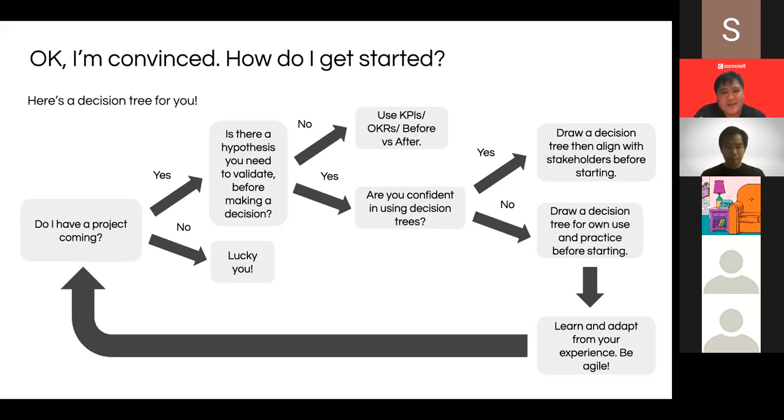Do this, use it to make a decision, use it to articulate how you're making decisions, and learn from your experience and adapt, right? Ultimately, I don't have the final word on how to do this. It's something you can be agile about and adapt to your own users as well.